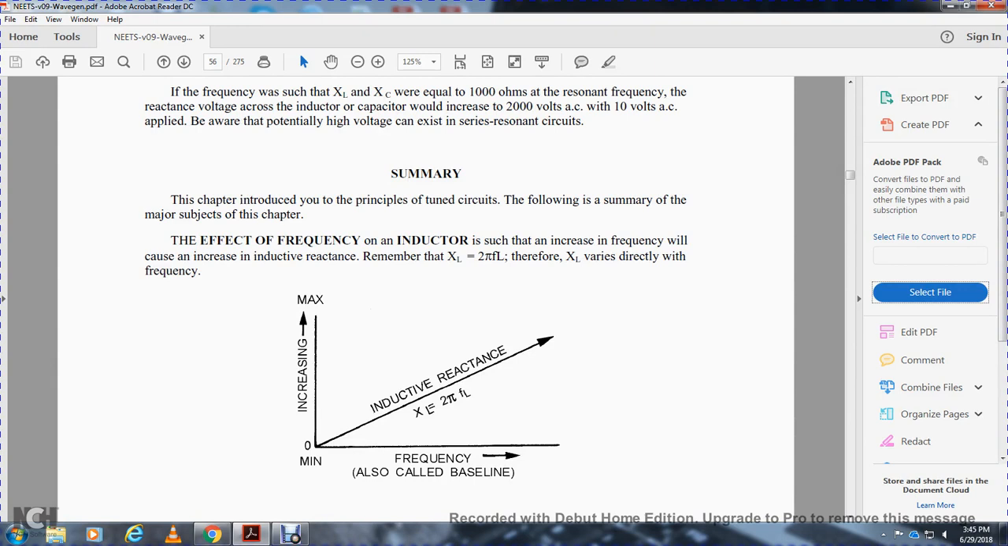The effect of frequency on the inductor is such that an increase in frequency will cause an increase in inductive reactance. Remember that inductive reactance is 2 times pi times the frequency times the inductance. Therefore, the inductive reactance directly relates to the frequency.